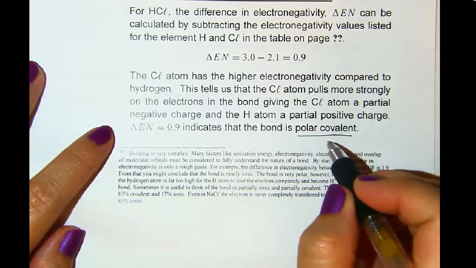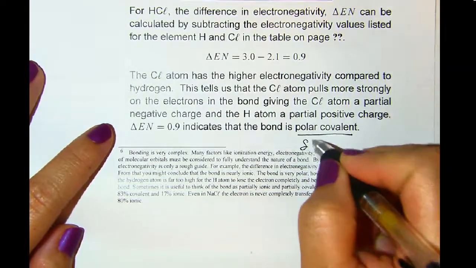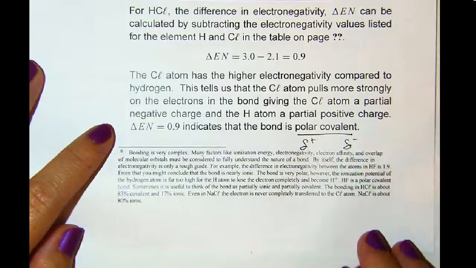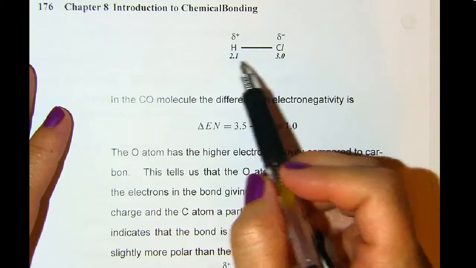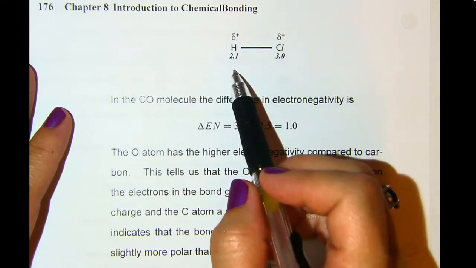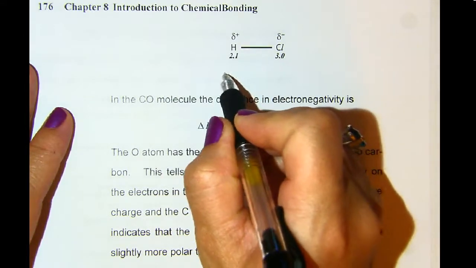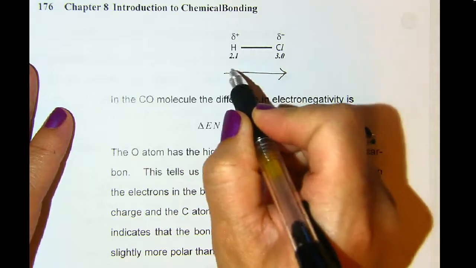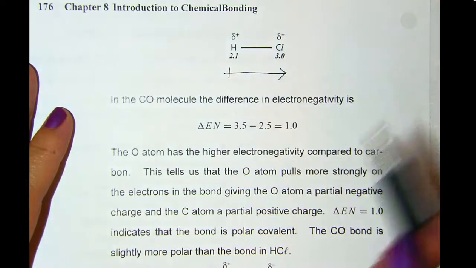And anytime it's polar covalent, then one of them is going to be partially positive and one of them is going to be partially negative. Here's the diagram to illustrate that point where the chlorine is partially negative and the hydrogen is partially positive. This means there is a dipole pulling towards the chlorine and away from the hydrogen.